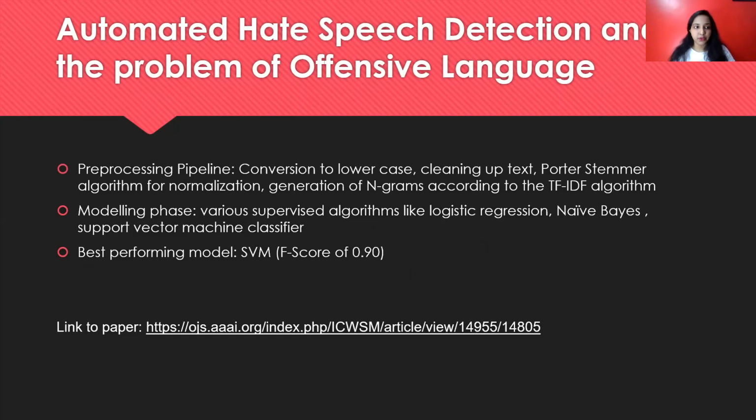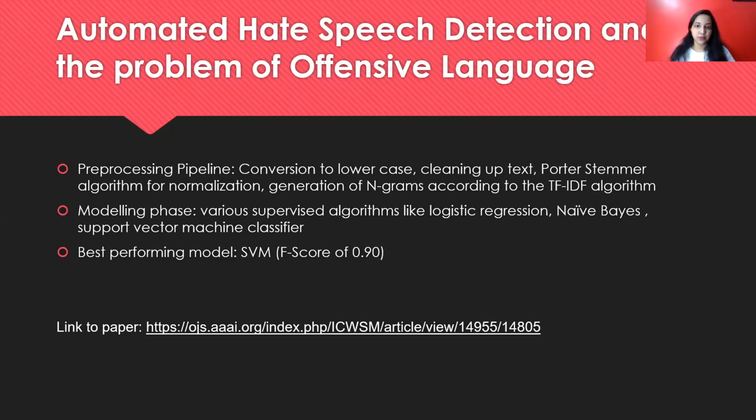But anyways, for the pre-processing pipeline, the authors decided to convert all their tweets to lowercase and clean up the text. And then for normalization, they used a Porter-Stemmer algorithm. That is an algorithm which basically removes the morphological and inflectional endings of words. And then they generated n-grams according to the weights assigned by the TF-IDF algorithm.